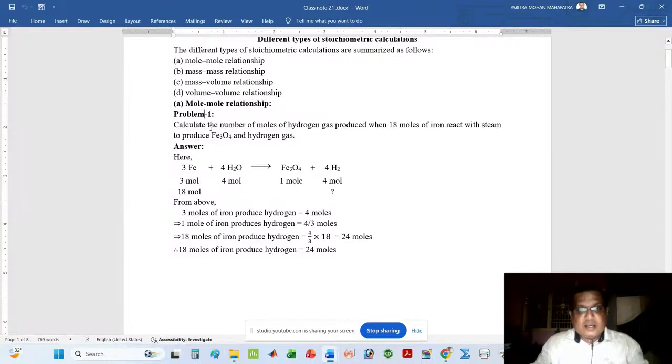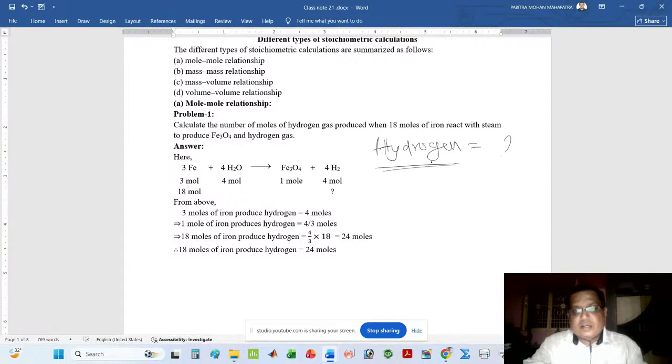Look at the question again. Here, how many moles of hydrogen? That means our target is to find out the moles of hydrogen. How much hydrogen can I get produced when 18 mole of iron reacts with steam.